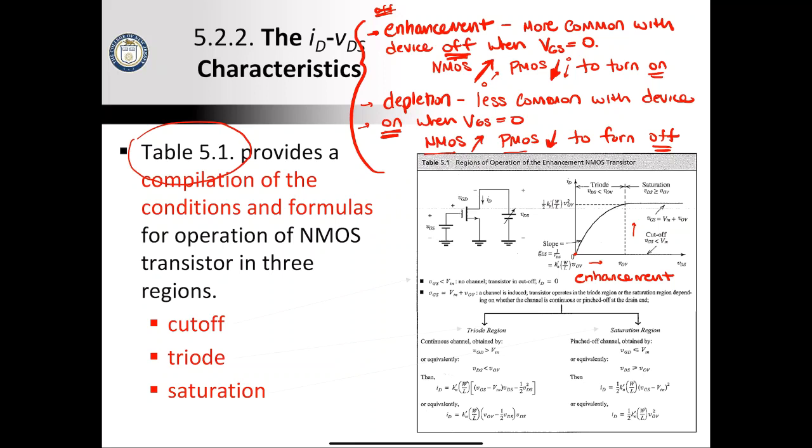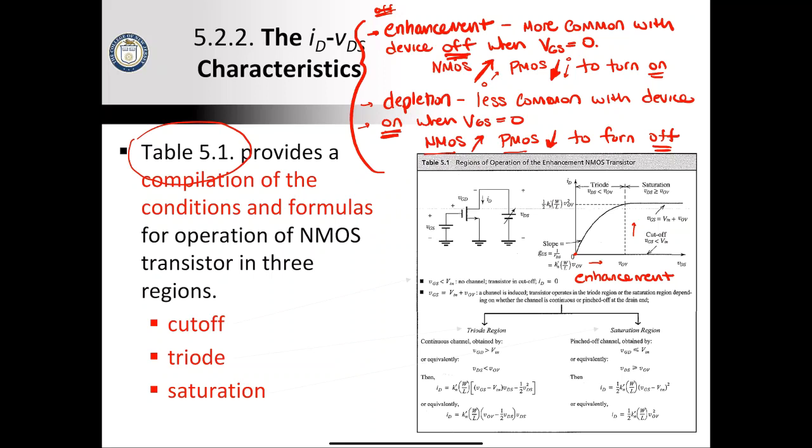So we're going to focus mostly on enhancement type NMOS transistors. You should be aware of how depletion type works. I think you do have one homework problem which talks about a depletion type transistor. But just for the sake of simplicity and not throwing too many similar variations of the same thing at you, I'm going to focus on the enhancement type. Now, what does this table 5.1 have? This is a table that you're going to see in your cheat sheet.